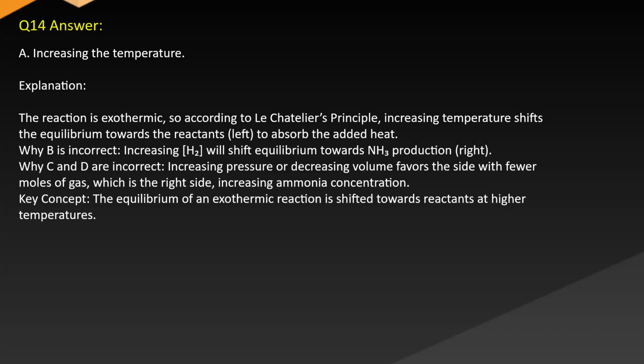Why B is incorrect. Increasing H2 will shift equilibrium towards NH3 production, to the right. Why C and D are incorrect. Increasing pressure or decreasing volume favors the side with fewer moles of gas, which is the right side, increasing ammonia concentration. Key concept: the equilibrium of an exothermic reaction is shifted towards reactants at high temperatures.